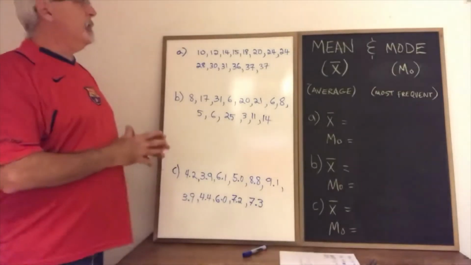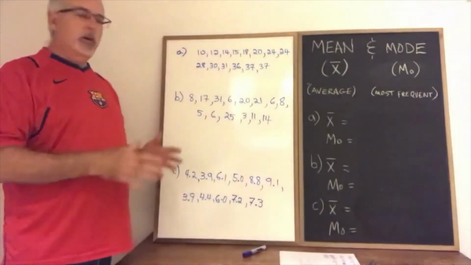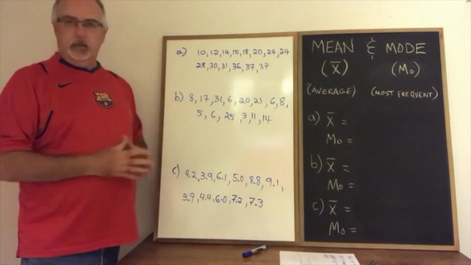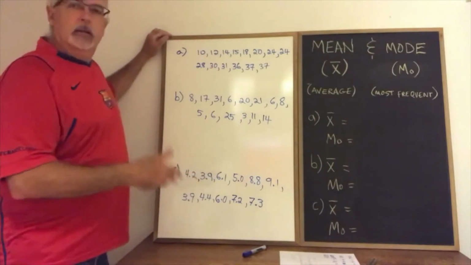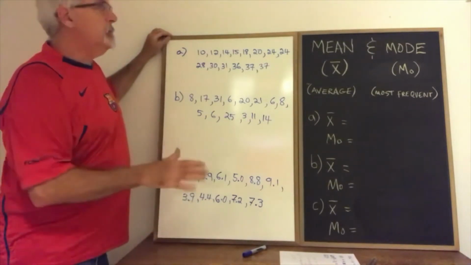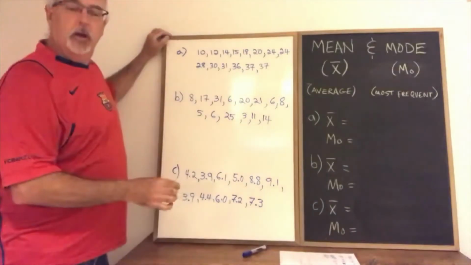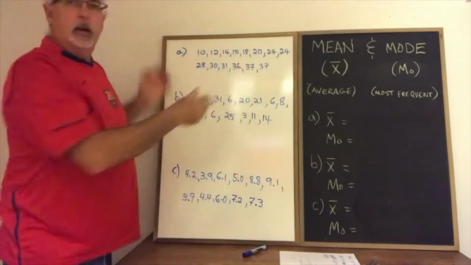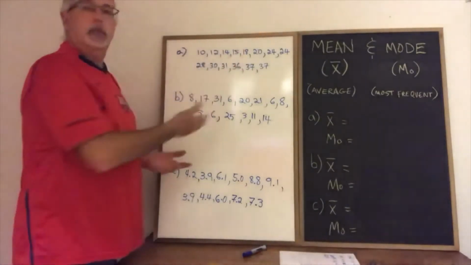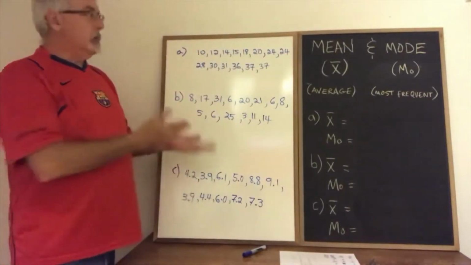Today's Daily Dose of Math is about mean and mode for an introductory statistics course. Mean is the same thing as average. Most students, when they encounter the term mean for the first time, already know how to find an average. You add all the numbers up, get a total, and you divide by how many numbers you had. That's the average. It's also the mean.